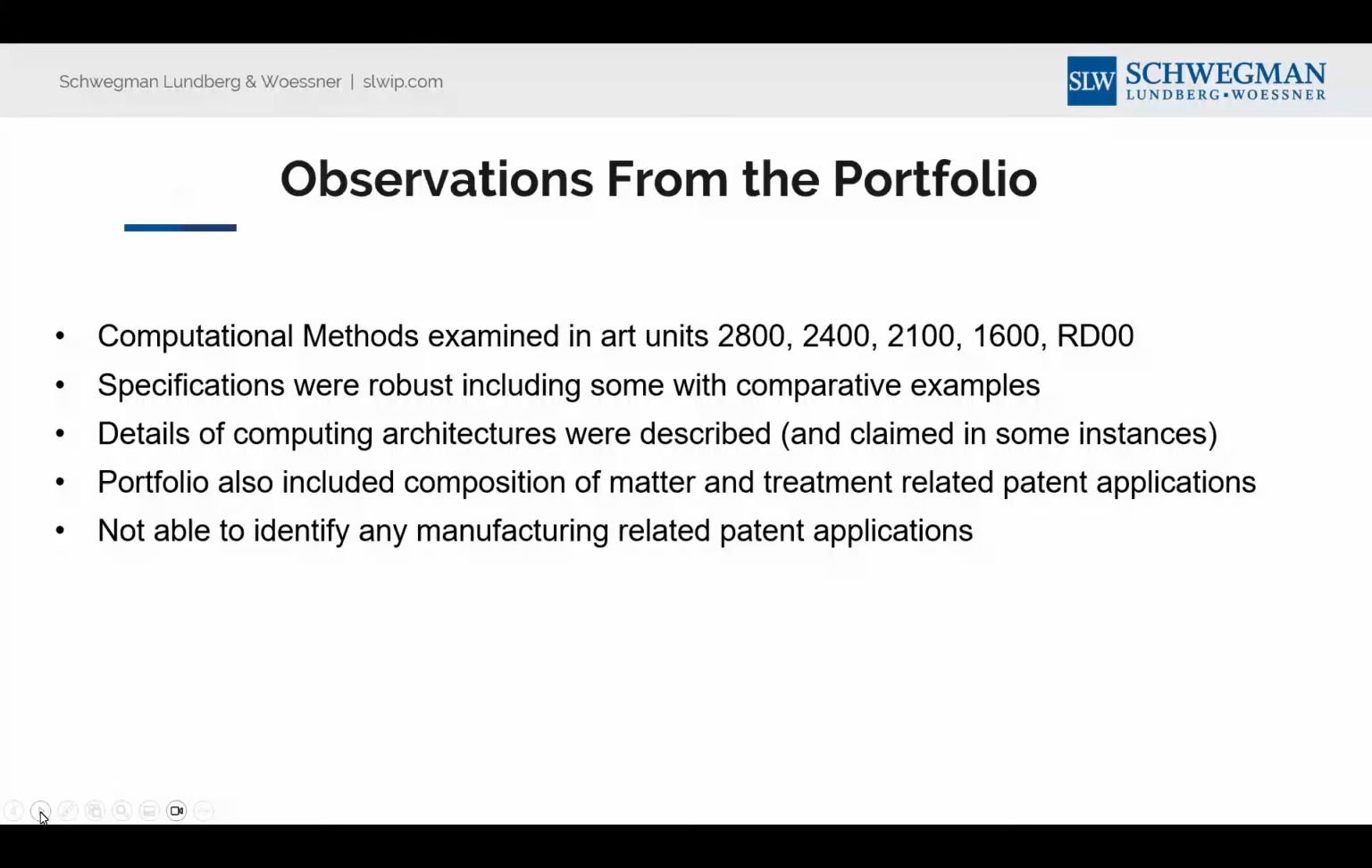Just some observations from the portfolio. The computational methods were examined all over the patent office, even in RD00, which is a specific art unit, I don't know how new it is. The specifications were robust. They included comparative examples with data in them, which I felt was really good. The details of the computing architecture were described and claimed, at least in some instances. Their portfolio included composition of matter and treatment-related applications in addition to the computational methods, and those were focused just on the compositions of matter and treatment methods. I didn't see any manufacturing-related patent applications in there.